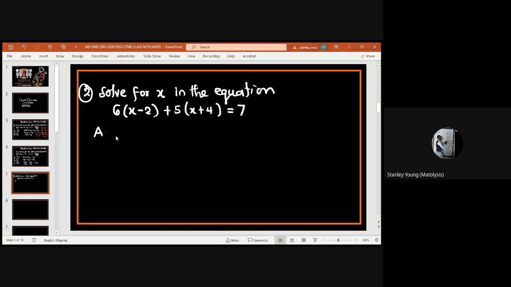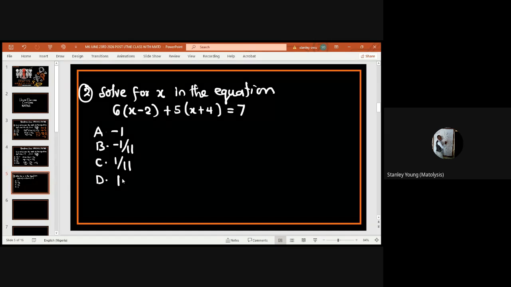While I write the options here: A is -1, B is -1 over 11, C is 1 over 11, and D is 1. So I need you to first attempt it yourself. Check your notes. You got -1 over 11, B. All right, let's quickly solve that together.